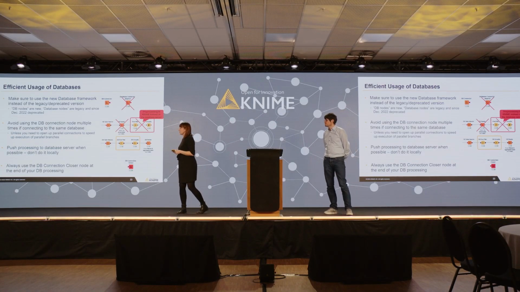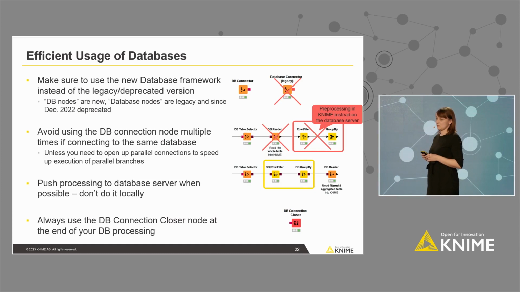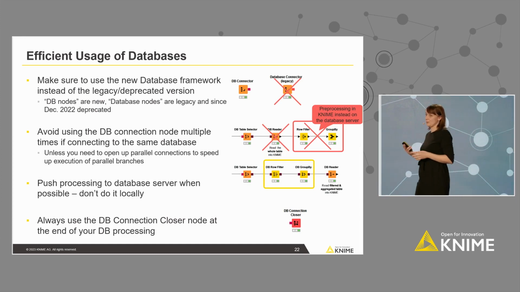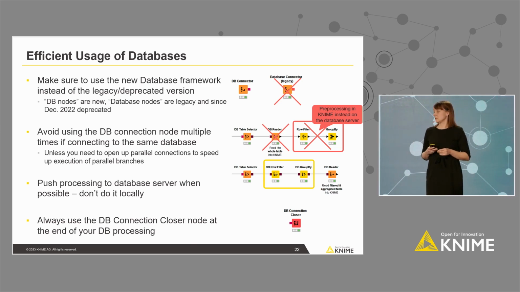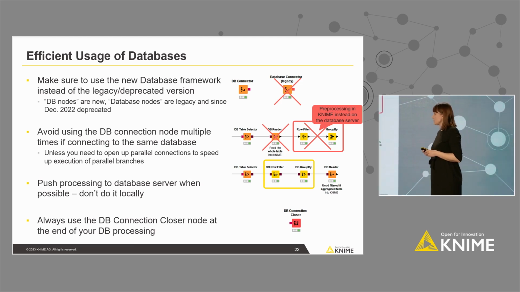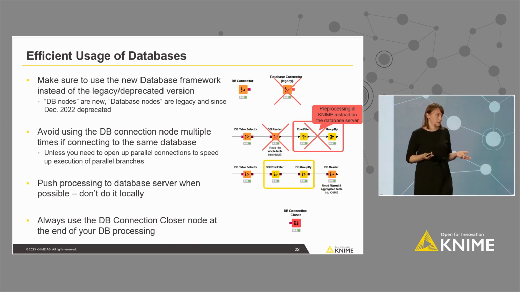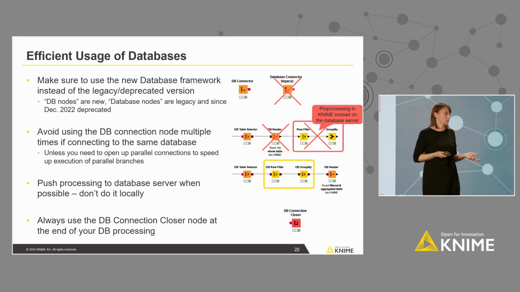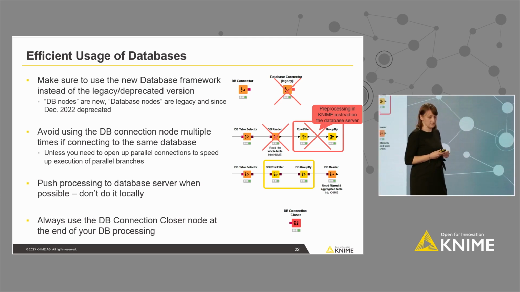Another one would be to try to avoid using DB connection nodes multiple times. Same as with reading the same file multiple times in a workflow, we would also recommend this for the database nodes, unless you really need to open parallel connections if you want to speed up the execution of parallel branches. Of course, there are some prerequisites, right? You need to have the right machine to do parallel execution, but this would also be one recommendation.